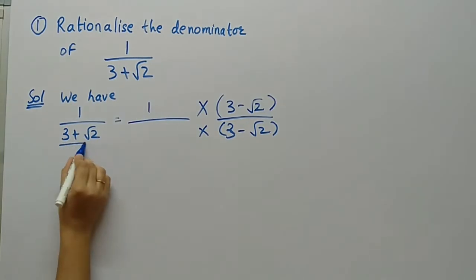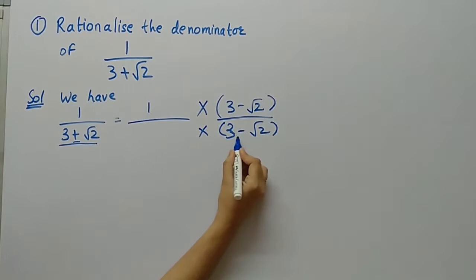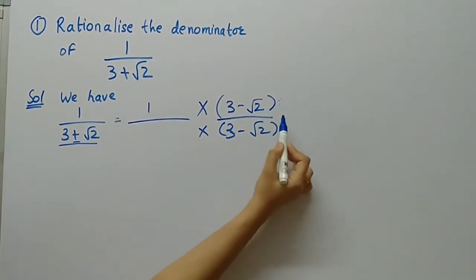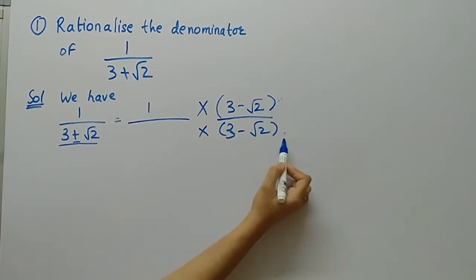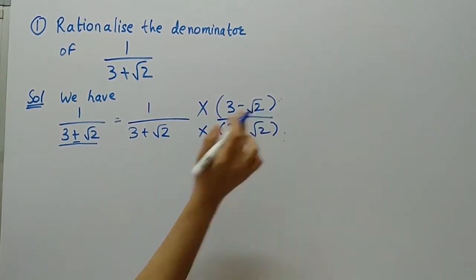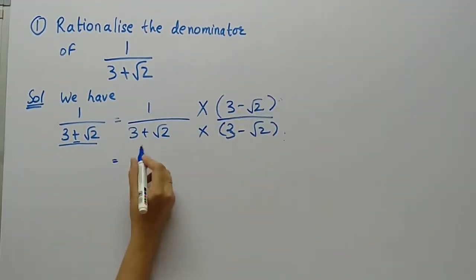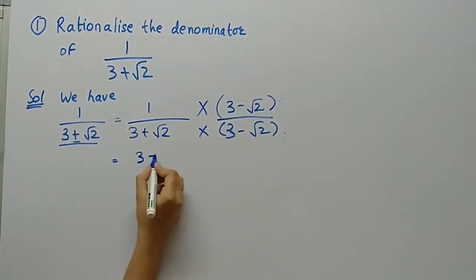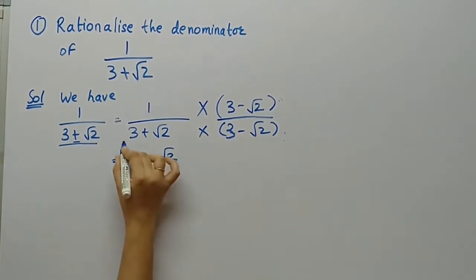As here we have 3 plus root 2, so now the rationalizing factor will become 3 minus root 2. So we will multiply the numerator and denominator of this number by 3 minus root 2. So we get the numerator will be 3 minus root 2.